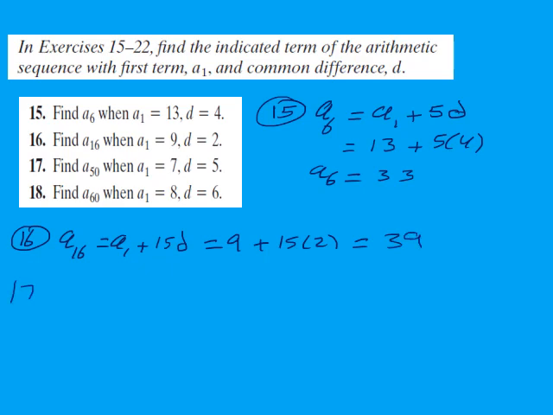Question number 17, I want to find A50, and it's the first term, 7, plus 49 multiplied by the common difference, and the common difference is 5. So 5 multiplied by 49 plus 7 is 252.